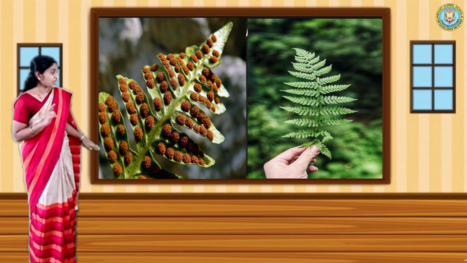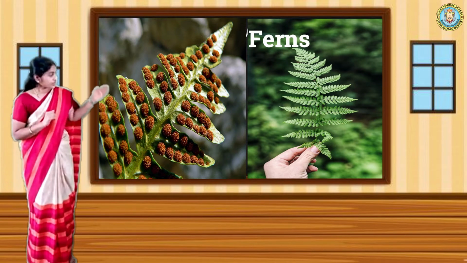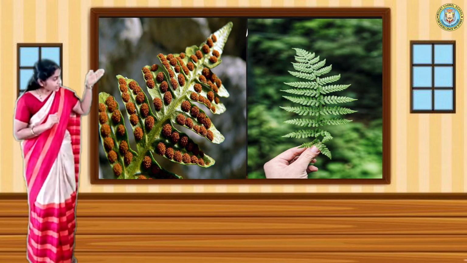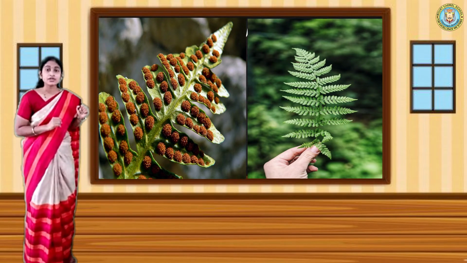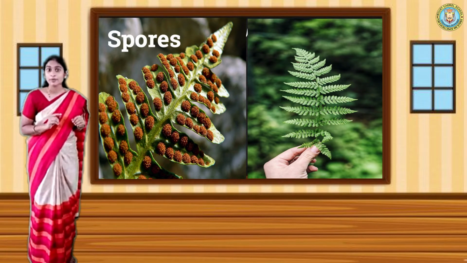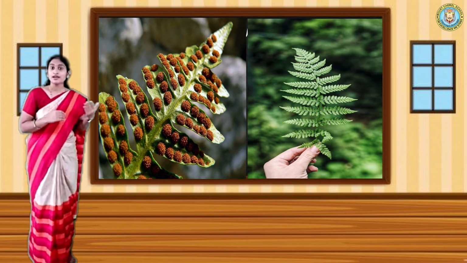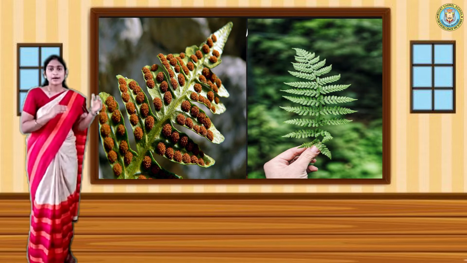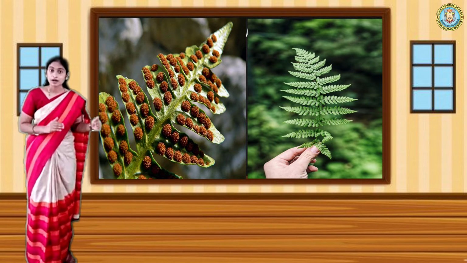See here. The name of this plant is fern, and here there is a leaf, and behind the leaf small dots are there. Those are nothing but seeds. They are called spores. By this part they can reproduce their young plant. By this way a plant can produce young plants.